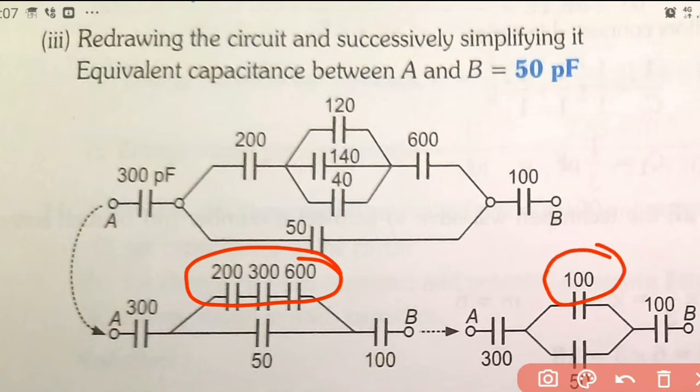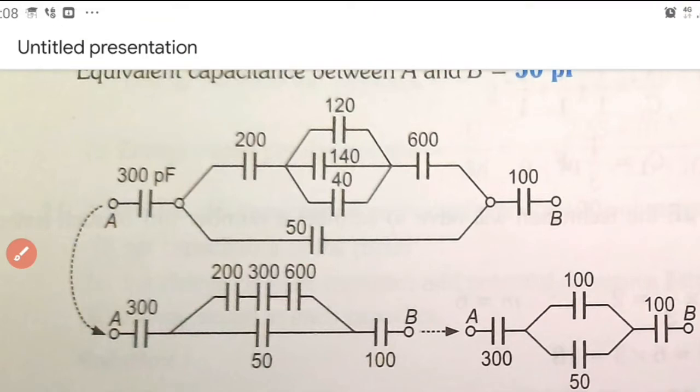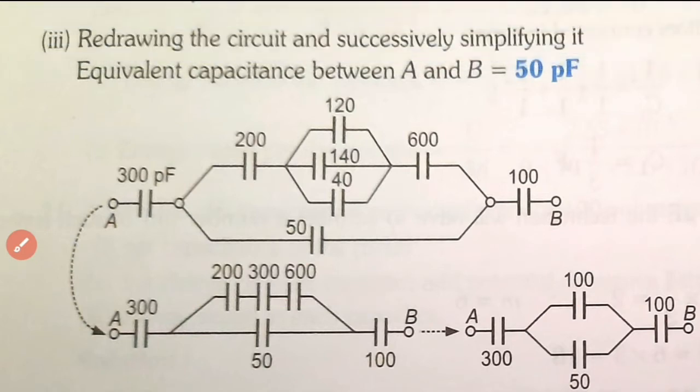Okay, so in finding the effective capacitance, you can use those equations. I'm not showing the steps, I'm just explaining. So 1 by 200 plus 1 by 300 plus 1 by 600. When you do the simplification, you will get 100. So it becomes 300 in series with the parallel combination of 150. Then that parallel combination is in series with another 100.